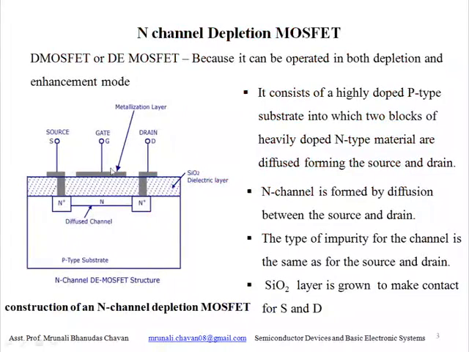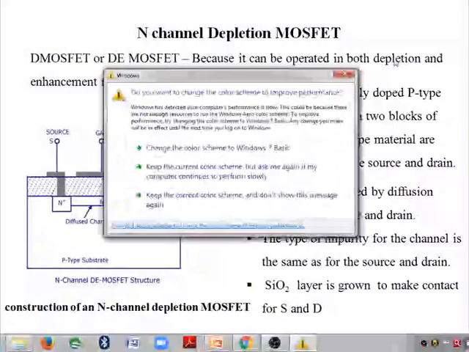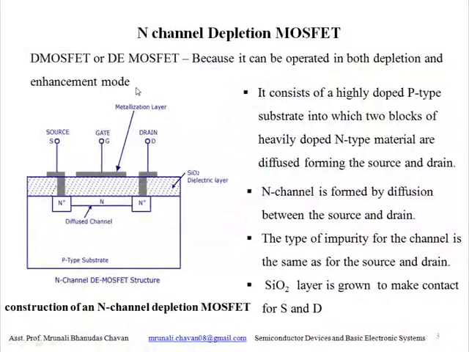Here the figure shows the construction of N channel depletion MOSFET. This MOSFET is called depletion MOSFET, known as D MOSFET or DE MOSFET, because it can be operated in both the depletion mode and enhancement mode.